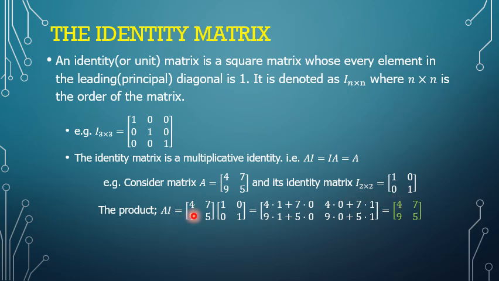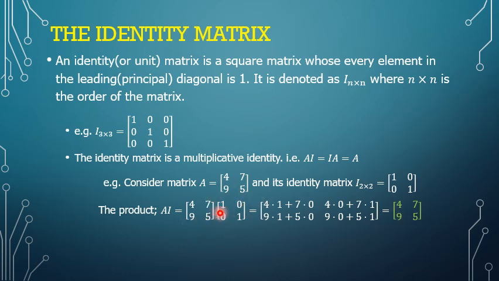Again, it will be 9 times 1, 9, plus 5 times 0. You get 9 plus 0 is 9. 9 times 0 will be 0, and then 5 times 1 will be 5. It will be 0 plus 5, you get 5. You can see you've gotten 4, 7, 9, 5, which is just the same as matrix A.